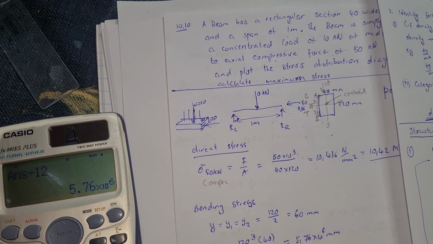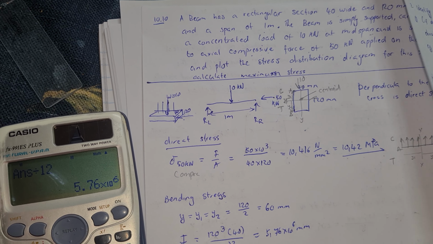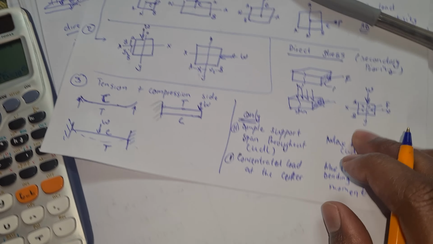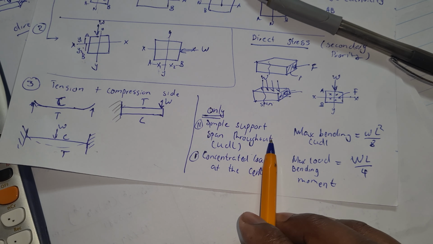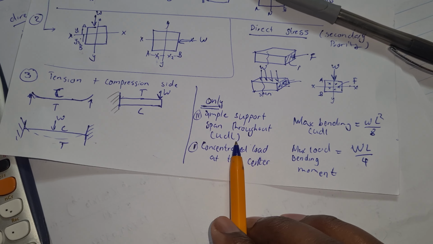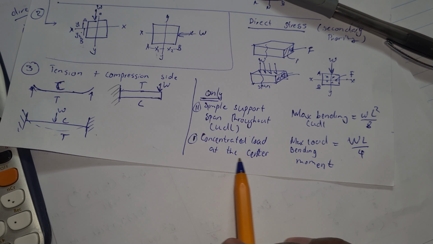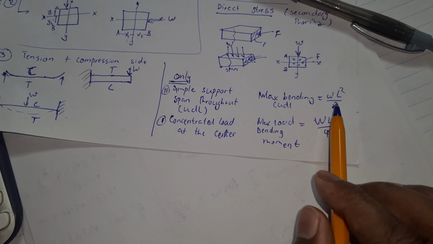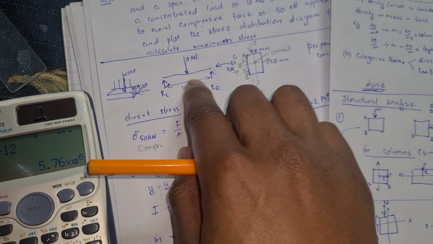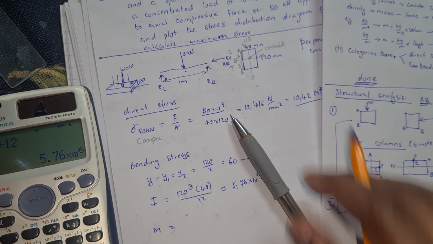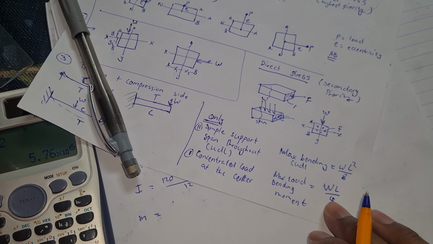Now let's try to find M. M is equal to what? It is written here. Only for a simple support, when the beam is throughout the UDL, or when the concentrated load is at the center, you can use these formulas. Anyway, you can use the long method. In this case, we have 10 in the center, so we can safely use this formula.